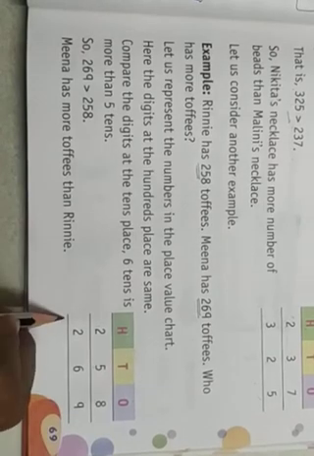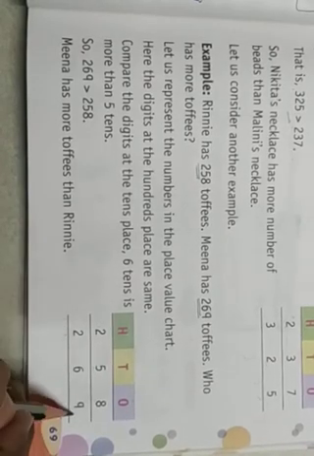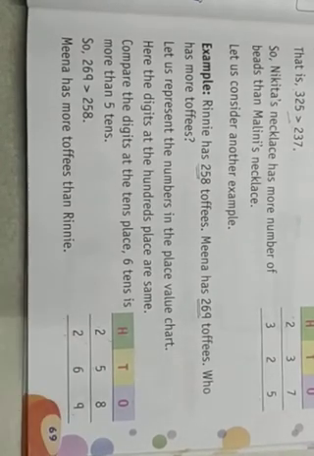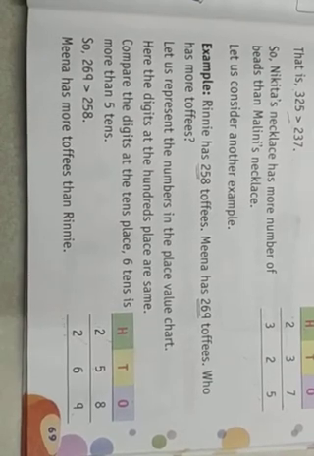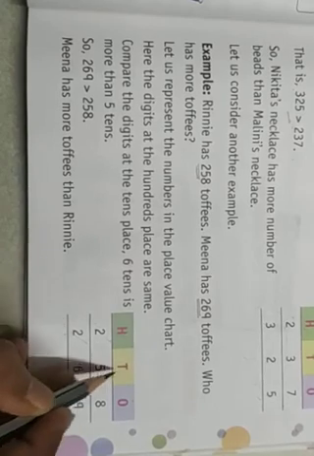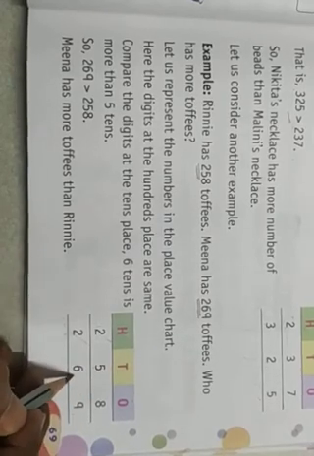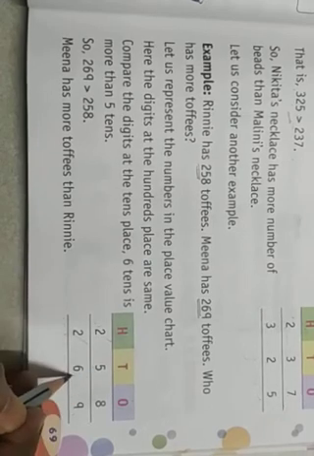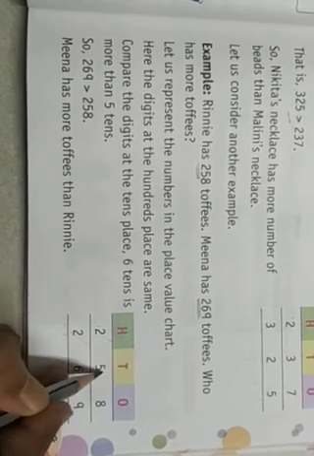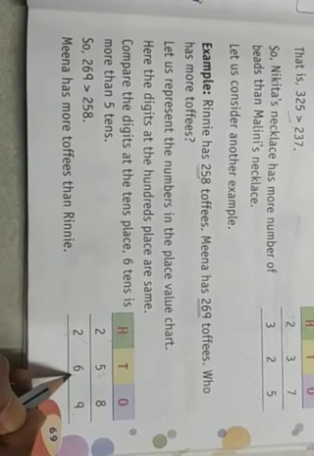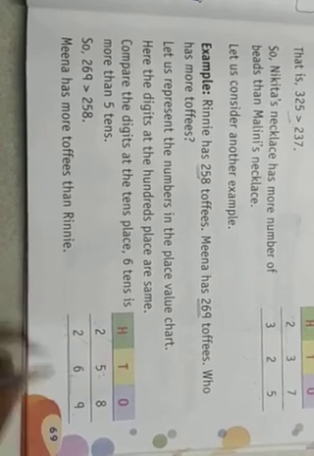258. Here Meena is having 269. So these two are the same, 200, 200. Forget about that. You don't need to compare further. So we have to move on to the tens place. Here it is 5 and here it is 6. 6 is greater than 5. 5 is less than 6. So of course the whole number will become greater.